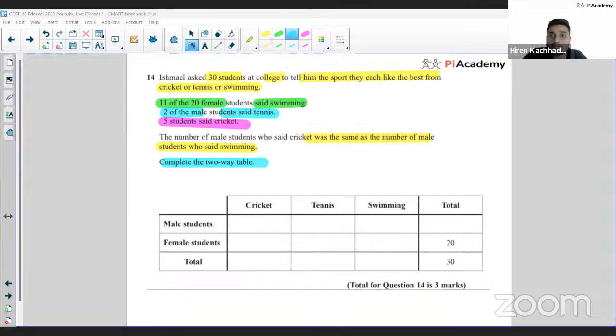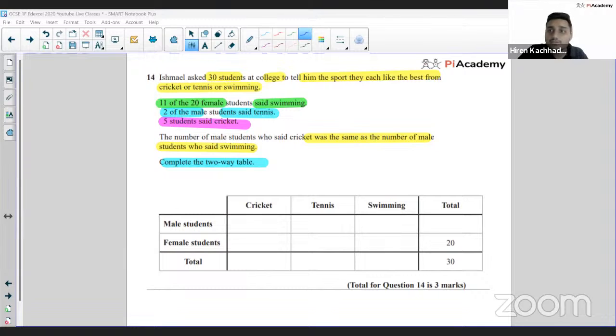Okay, we are ready to start this explanation. First of all, in this table, we will fill in whatever is given to us. There are in total 30 students. If the female students are 20 in total, then it means what?